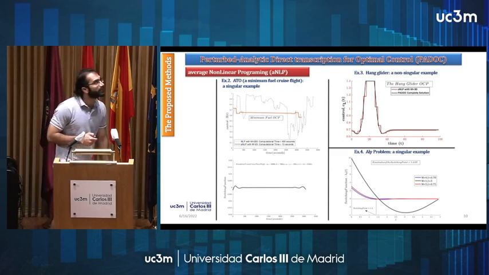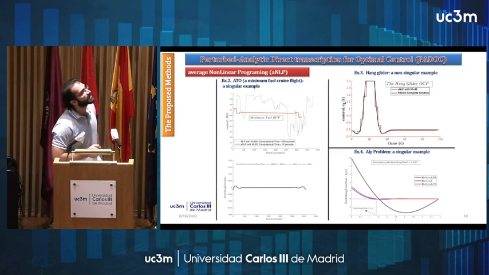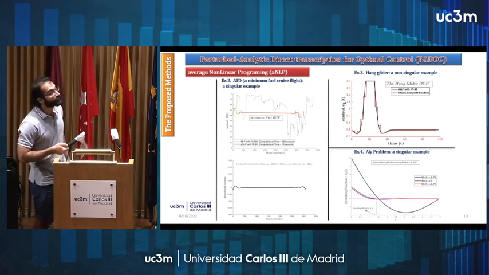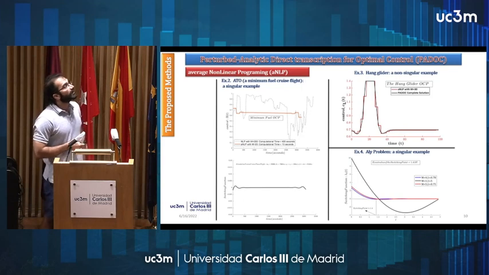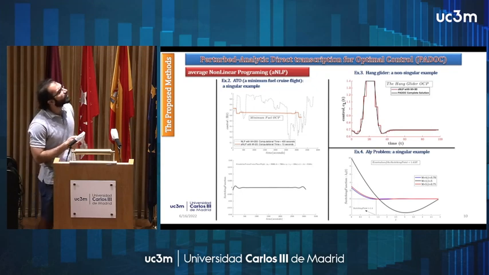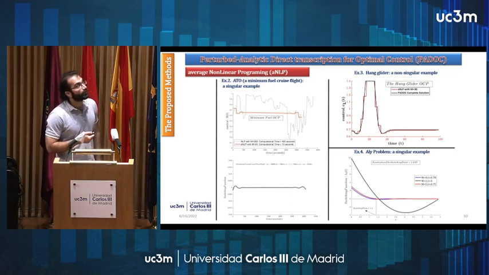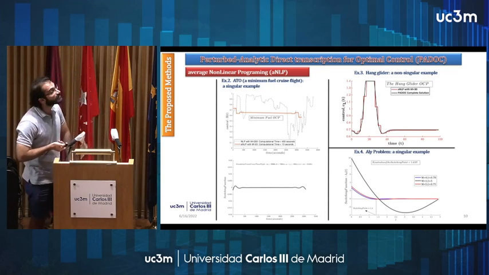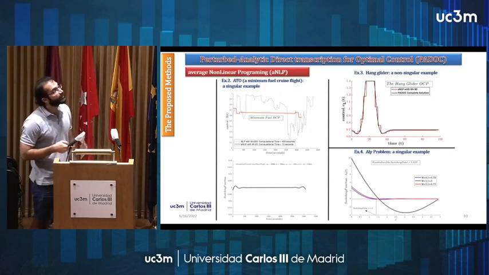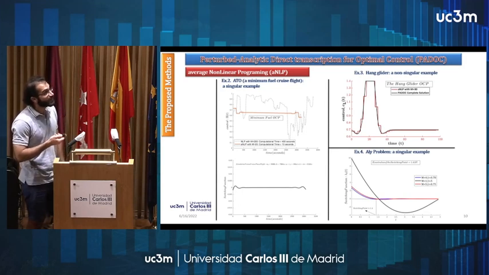So this is another example, a hang glider, which is a non-singular example, but it is an intermediate problem in terms of complexity. The actual distributed solution, which is the black line, has been obtained by Paduk after 26 seconds. But this ANLP solution, with almost the same objective functional, took less than 1 second, with the same accuracy.